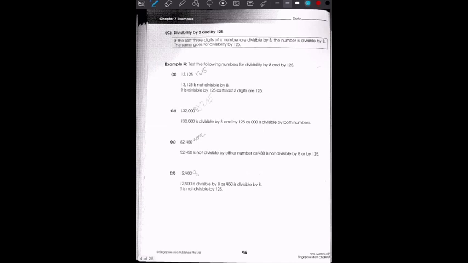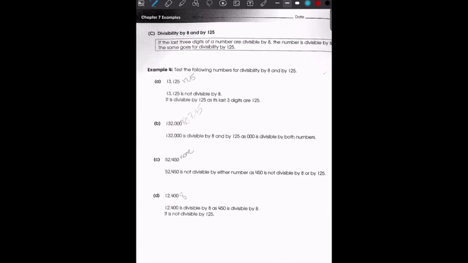Now we're going to look at divisibility by 8 and by 125. So for 8 and 125, we're going to look at the last three digits. So if the last three digits are divisible by 8, the number is going to be divisible by 8. And it's also the same rule looking at the last three digits for 125 as well.